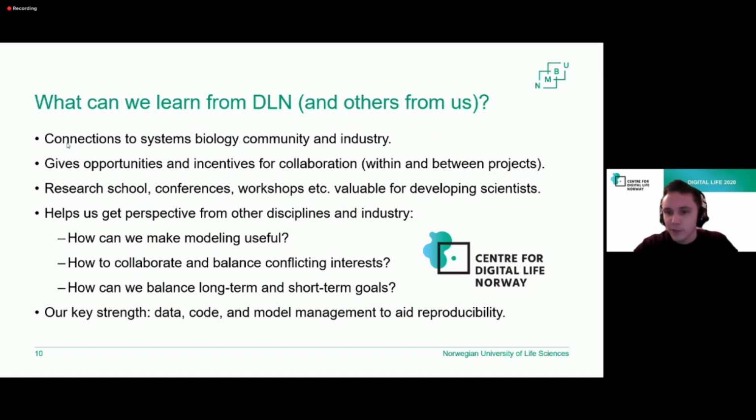And I'll end by highlighting what we think is one of our key strengths, and one thing that we think others can learn from us, which is data, code and model management. We have a dedicated data manager in our team, and we use the FAIRDOM Hub web portal to organize our projects. So along with version control of models and software, this really makes it a lot easier to document the work and to eventually allow others to reproduce our results.